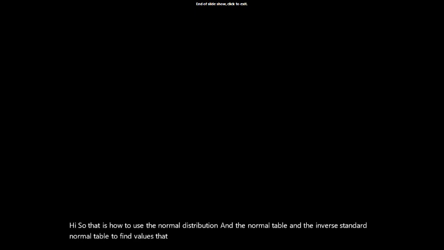All right, so that is how to use the normal distribution, the normal table, and the inverse standard normal table to find values that go with given areas. In the next video, we're going to be covering one of the most important theorems in this course, the central limit theorem, and that will be the basis for a lot of inferential statistics that we will do throughout the course. So stay tuned for that.